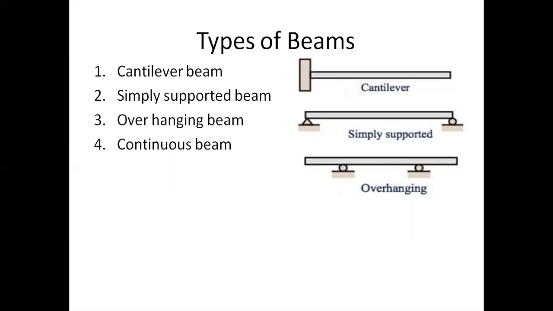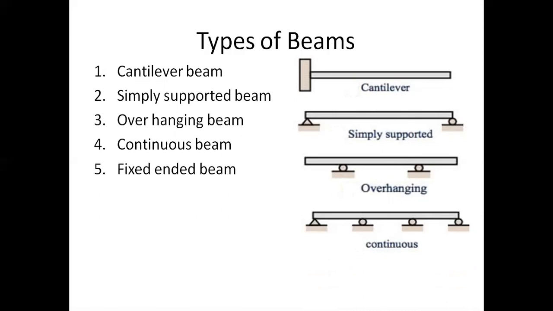Continuous beam. What do you mean by continuous beam? If you observe, in simply supported beam and overhanging beam, generally you have two supports. Suppose you have more number of supports, then it is called continuous beam. For example, this one is a continuous beam. So here there are as many supports as are there. Therefore, if you have more than two supports, then it is called a continuous beam.